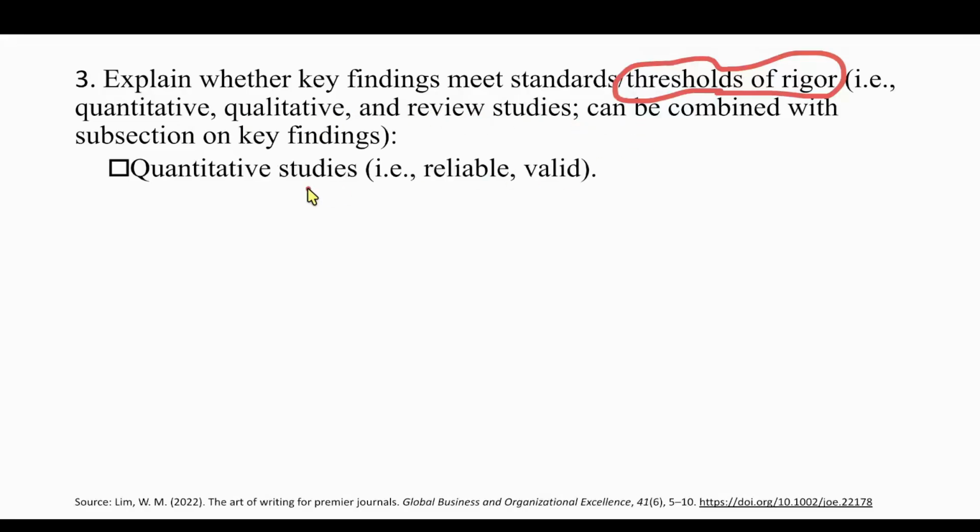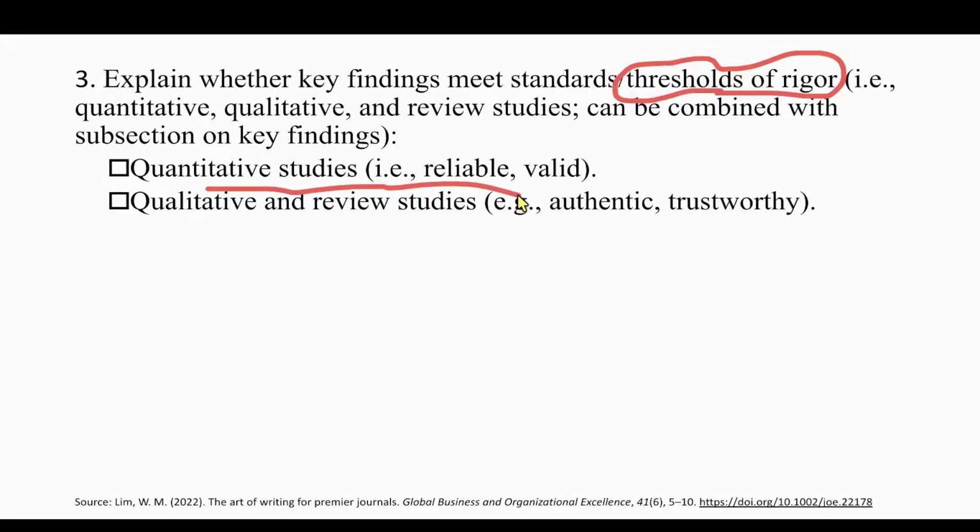This is very, very important, that whatever we have promised in the methodology, in the methodological thresholds, it should fulfill, whether it's a quantitative, qualitative review, or a combined one. So we have to make sure, for example, for quantitative, checking the reliability and validity, and in qualitative and review studies, how authentic and trustworthy they are. So we have to check and validate our own work.